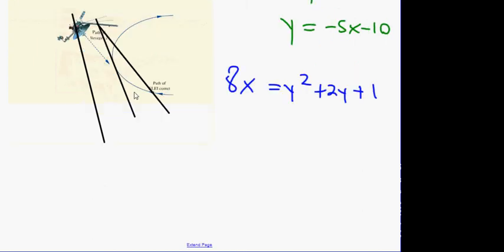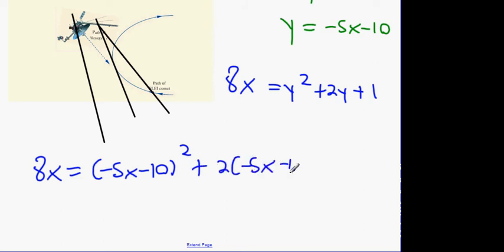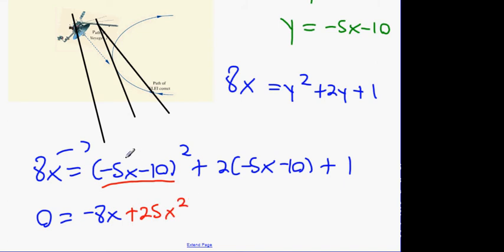We're going to get 8x equals y squared, which is minus 5x minus 10 squared, plus 2 times minus 5x minus 10, plus 1. Bring the 8x over to your side. We're going to get 0 equals minus 8x. Square this one out. You're going to get 25x squared. Minus 5x by minus 10 is 50x. 50x by 2 is going to be 100x. Minus 10 by minus 10 is plus 100. This here is another minus 10x. A minus 20 and a plus 1.